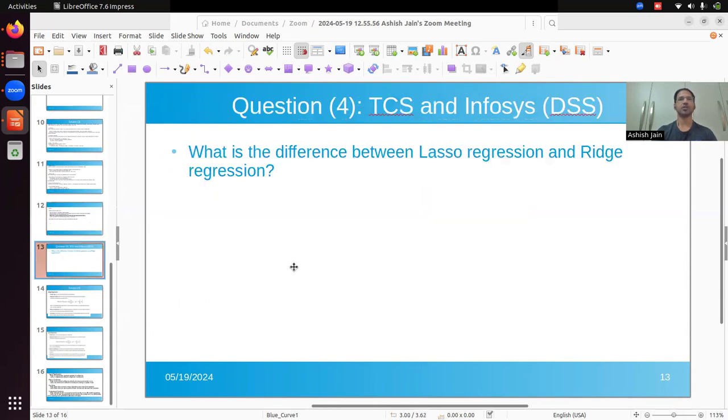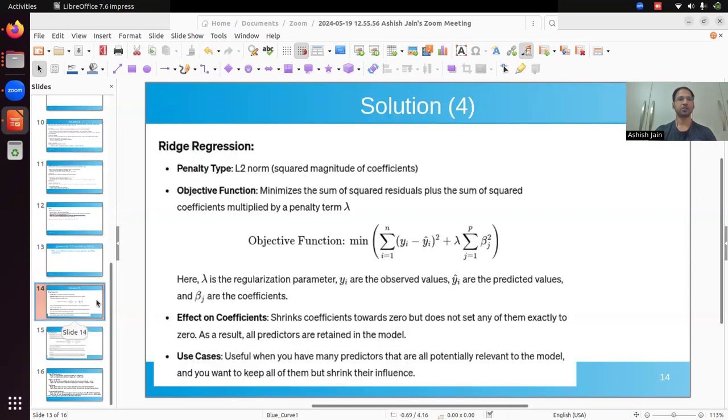Now the next question that is coming up was asked to me at TCS and Infosys. What is the difference between lasso regression and ridge regression? I'll give you a minute to think about it, and then we'll look at the solution together. All right, let's look at the solution together.